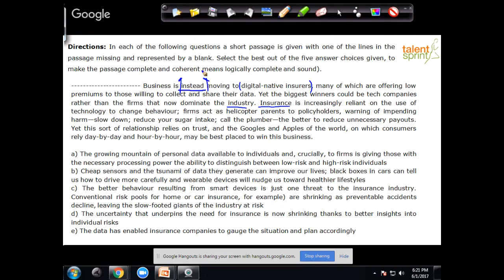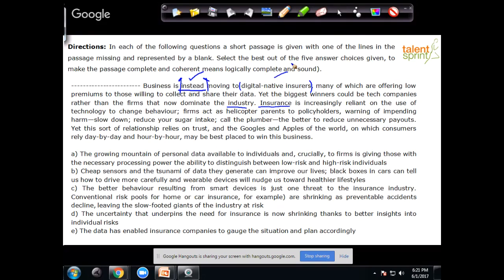Let's look at option A. The growing mountain of personal data available to individuals and crucially to firms is giving those with the necessary. This is only for you to, I'm just trying to break down the question, but ideally, the right way to approach this question is to look at the key hint word instead and the clue word digital native insurers, and then look at the options and see something which is talking about contradicting the earlier business. That will give you the absolutely bang on answer.